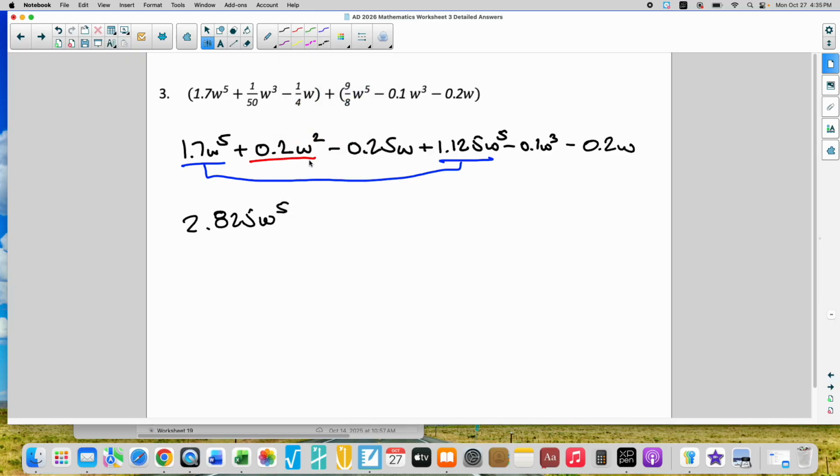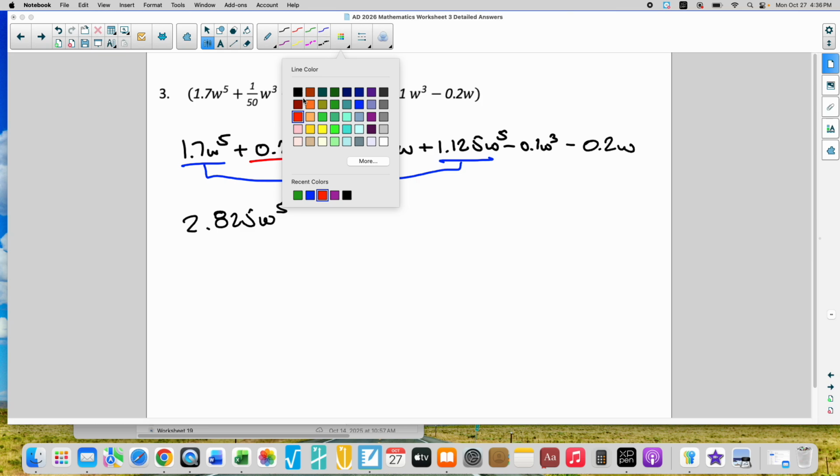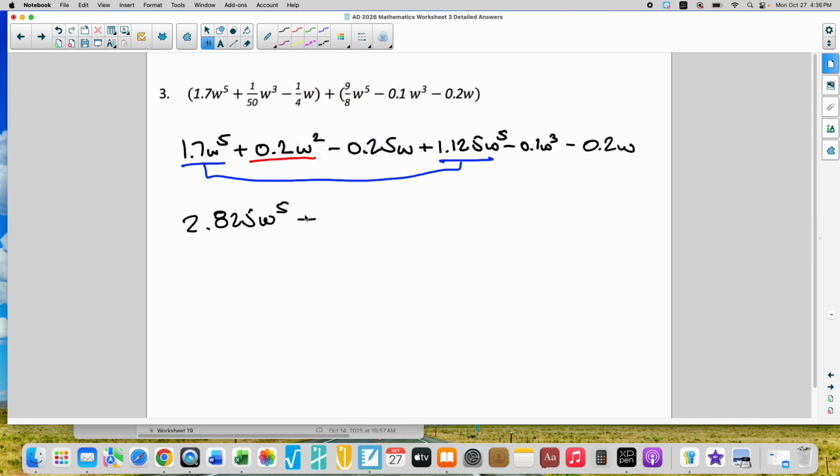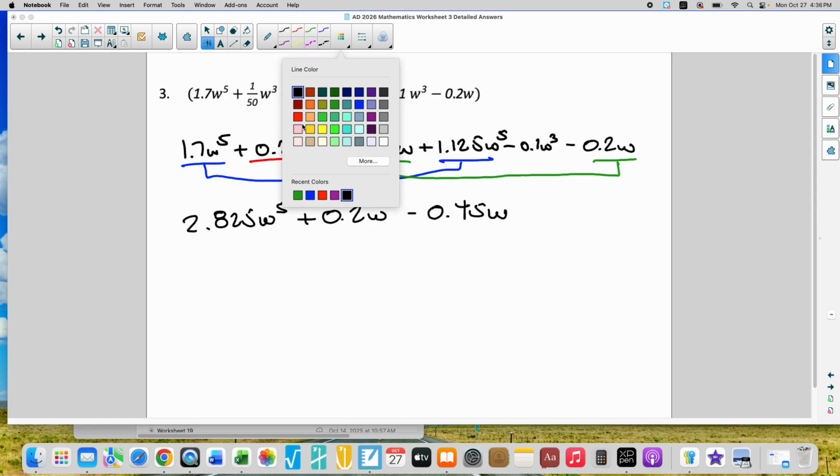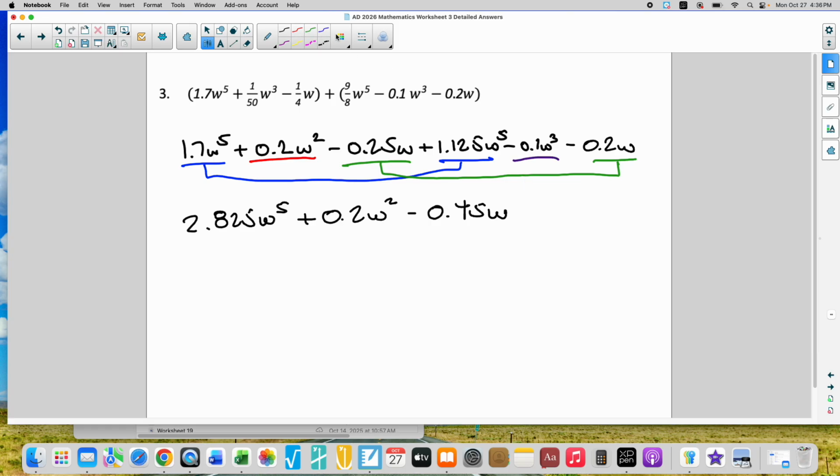Let's combine these. So w to the second, there is no w to the second. So plus 0.2 w to the second. Let's do that color. W to the first. Yep, we've got a w to the first over here. Negative, negative. So that's going to make negative 0.45w. And then let's do the last one. We'll make it purple. And that's negative 1. And there's no match to that. So negative 0.1 w to the third.